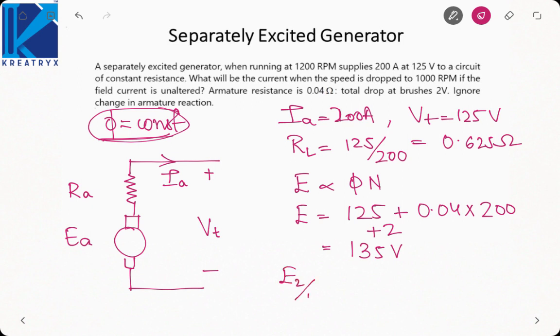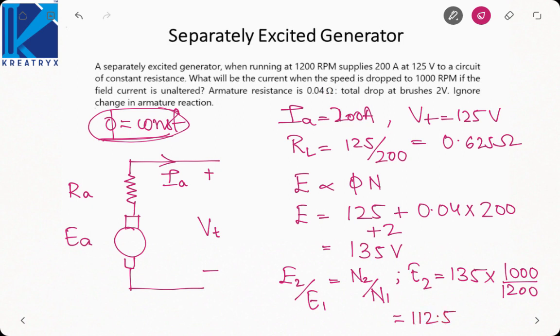Since flux is constant, I can say EMF is proportional to speed. E2 by E1 is N2 by N1. So E2 is E1 into new speed, which is 1000 RPM, earlier it was 1200 RPM. So how much will it come out to be? 112.5 volt. Now it is asking us the current.